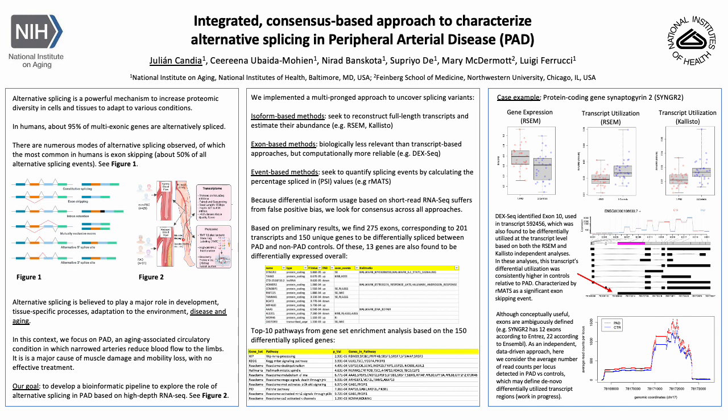So as an independent data-driven approach, we also propose to consider the average number of read counts per locus detected in cases versus controls, which may define de novo differentially utilized transcript regions. That's work still in progress and is illustrated for this particular gene on the bottom figure on the right panel.